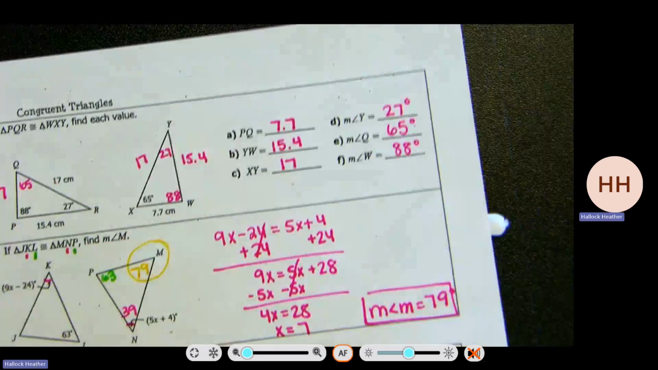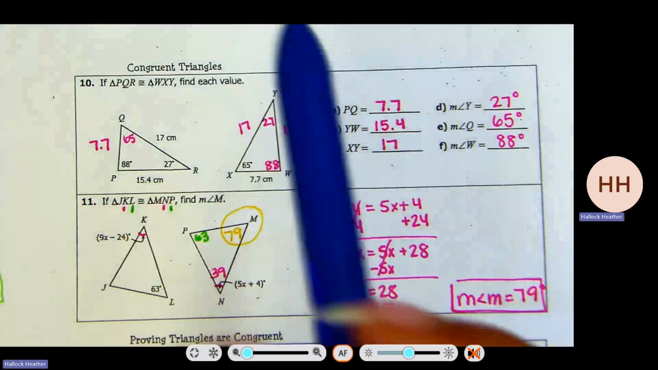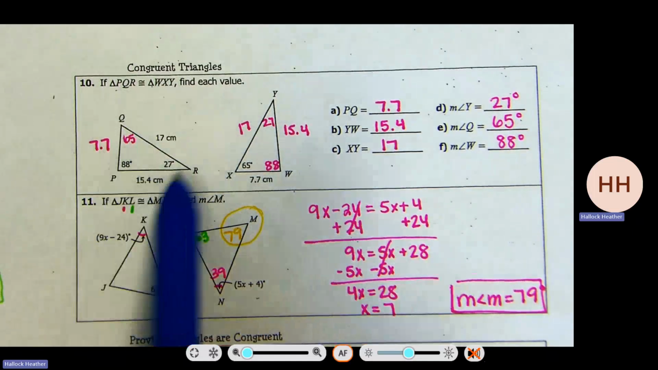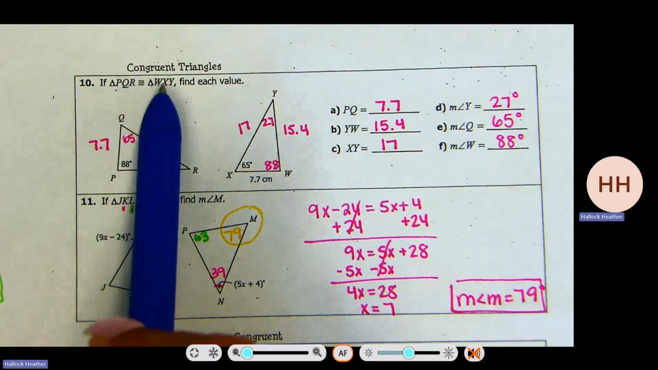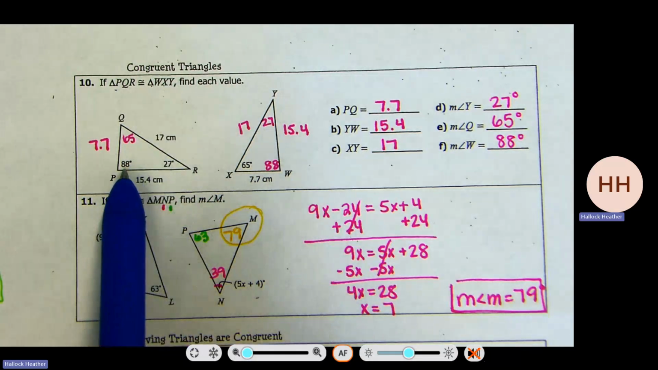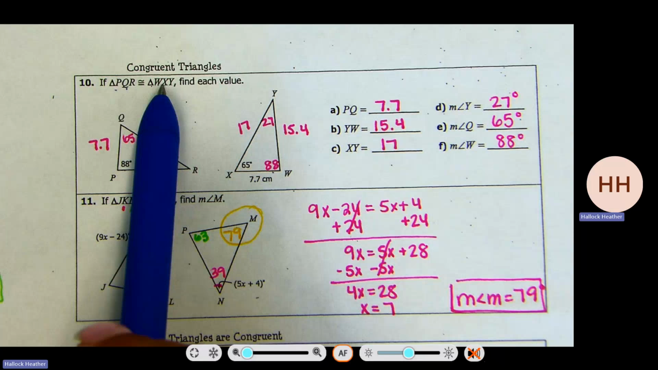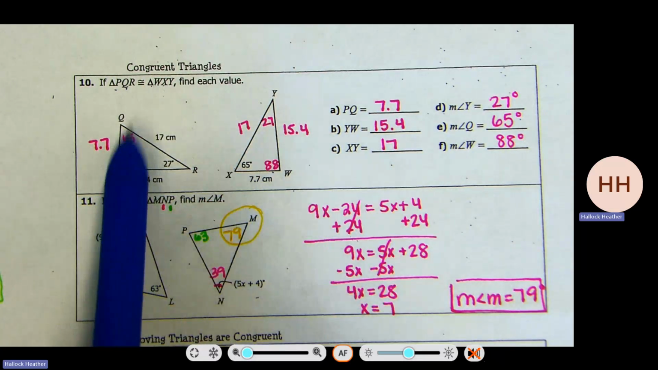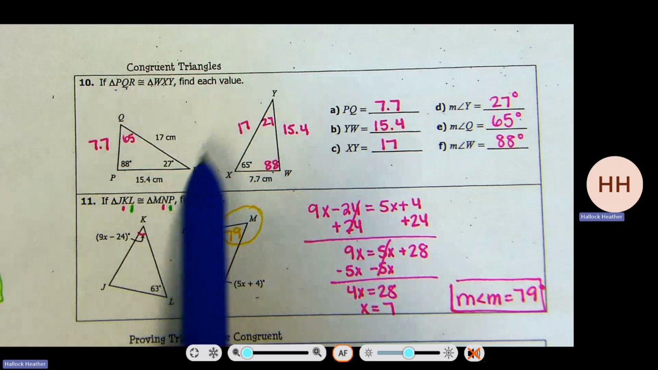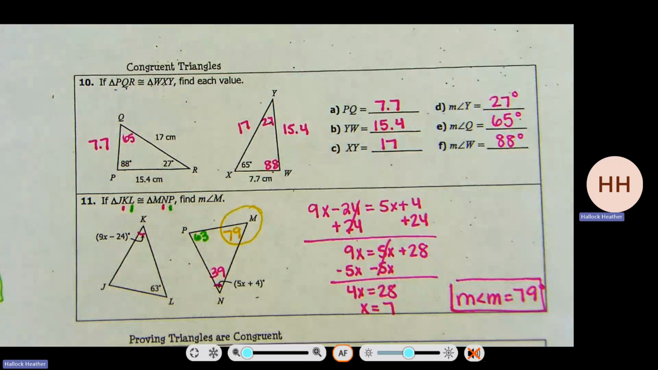The next part is congruent triangles. It's determining if you use the statement, figuring out what pieces match. So I use the statement. P matches with W, so 88 can automatically go with W. Q matches with X, so Q and X match, so I can move 65 up here. R matches with Y, so R is 27, so Y is automatically 27. The sides go the same.